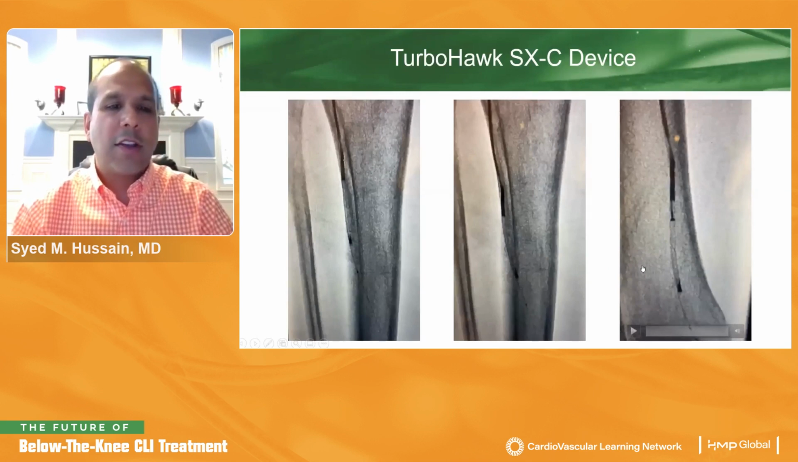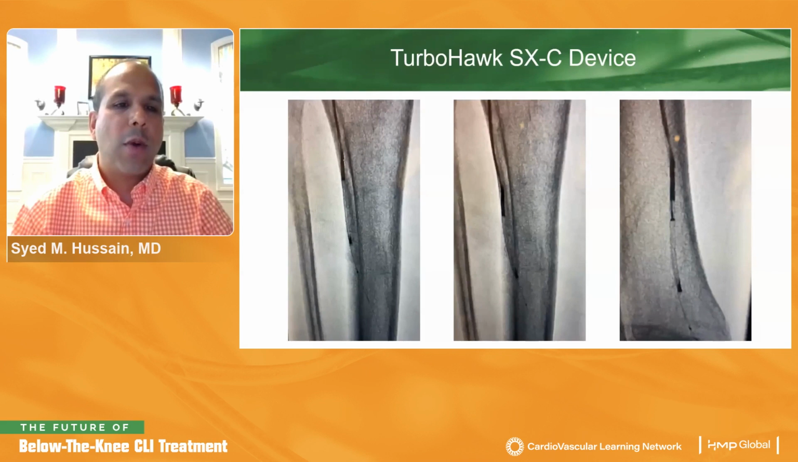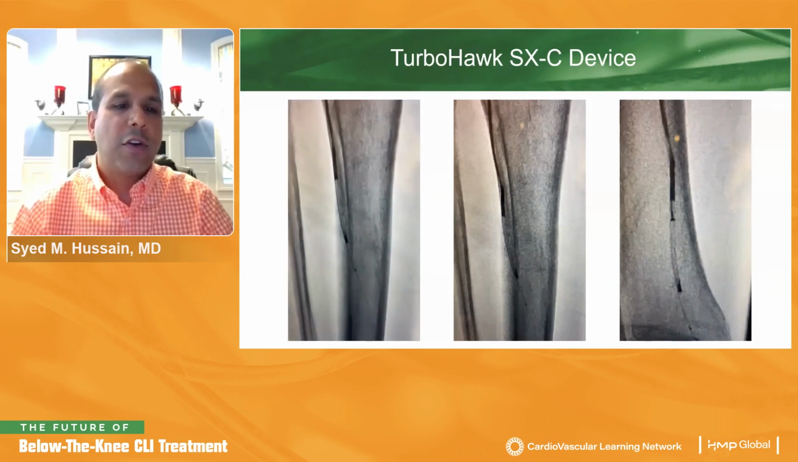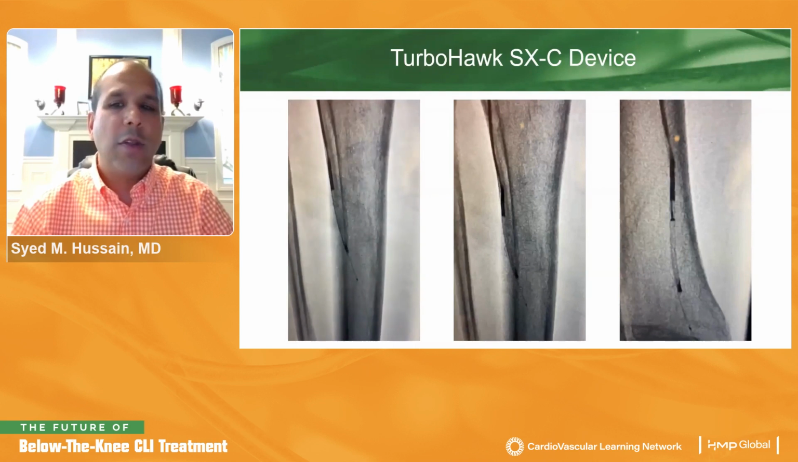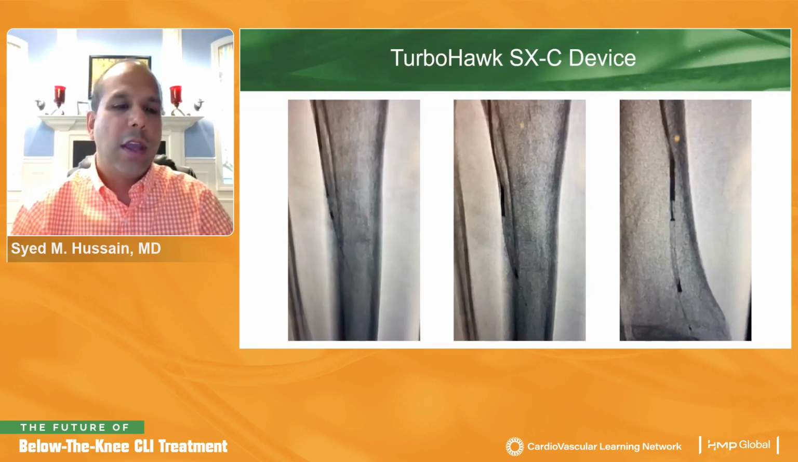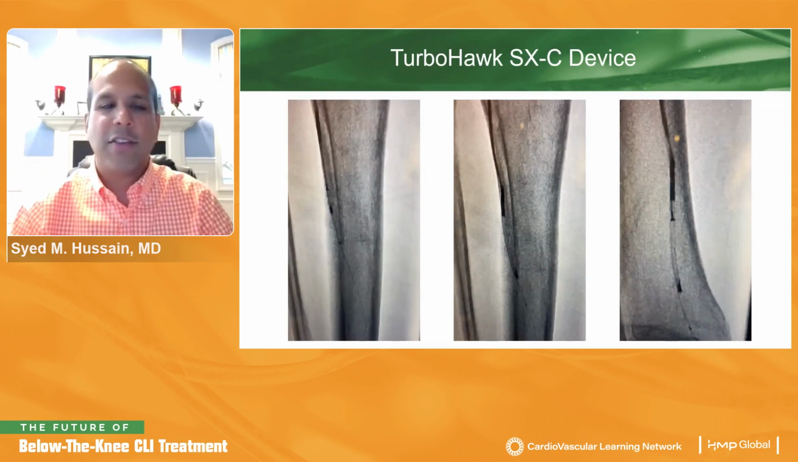So in this particular case, we used a 0.14 Command wire to get across the occluded posterior tibial artery. And then I decided to use an SXT device, a small device, to do my atherectomy in the tibial vessels here. So you can see this is the first pass. Typically when I do these passes, I tend to use just one pass and then shoot a photo.